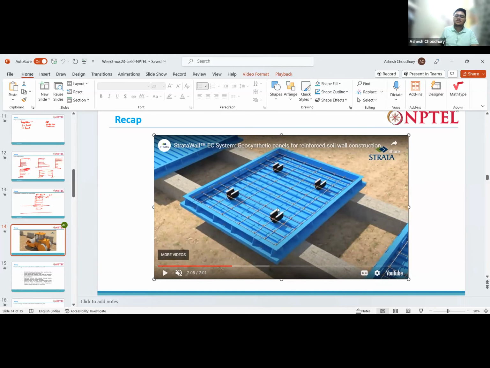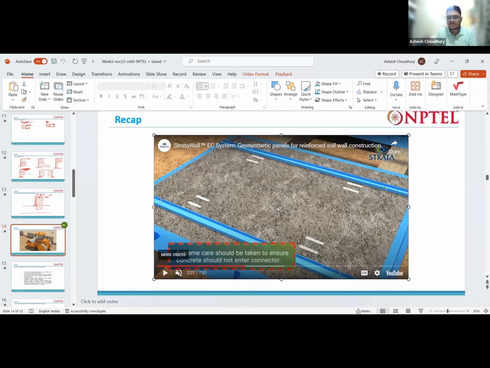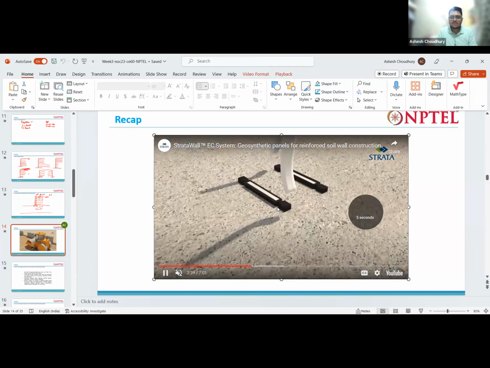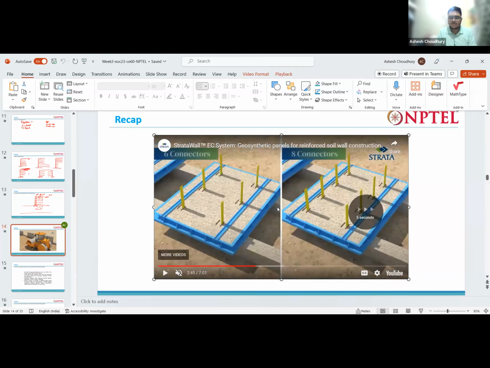Then we just cast it. You put the concrete, then vibrate it with the help of needle vibrators or something, and we compact the concrete. What happens? These facing blocks are formed. Then these are the hooks, or the connectors, that are constructed while casting the facing blocks. These connectors are also very important because we need to tie the reinforcement somewhere, right?